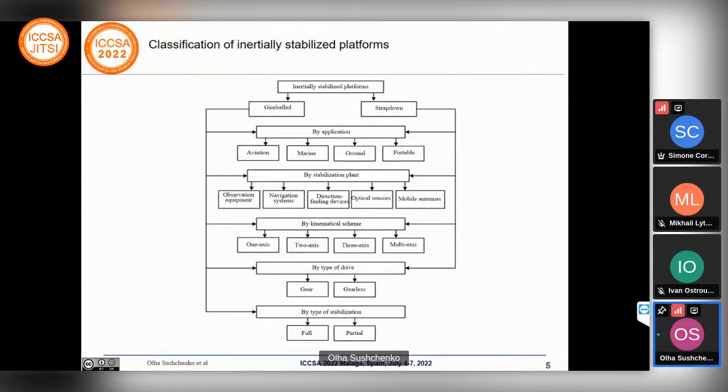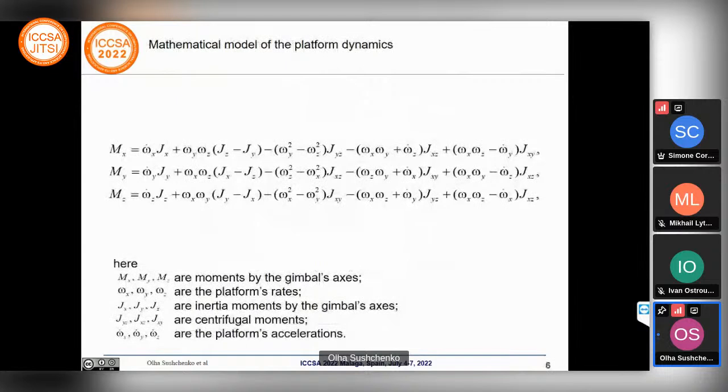range. This factor influences the design and dimensions of the platform and gimbals, and also the realization of control loops, and of course the algorithms of design and control systems. The three-axis system ensures full stabilization of the platform. In this case, the platform dynamics is described by the Euler equations, which are represented in slide 6.